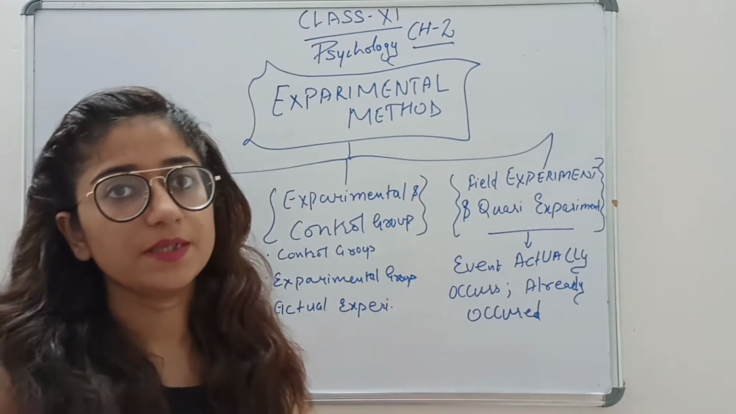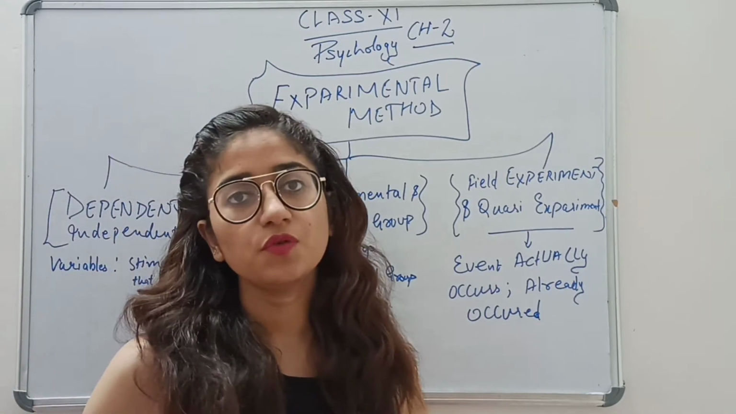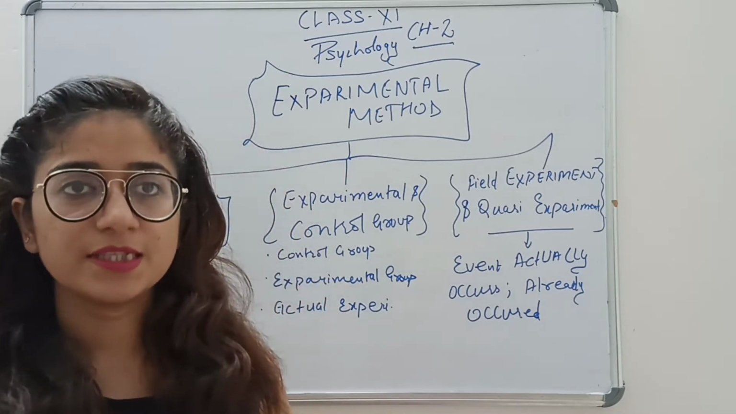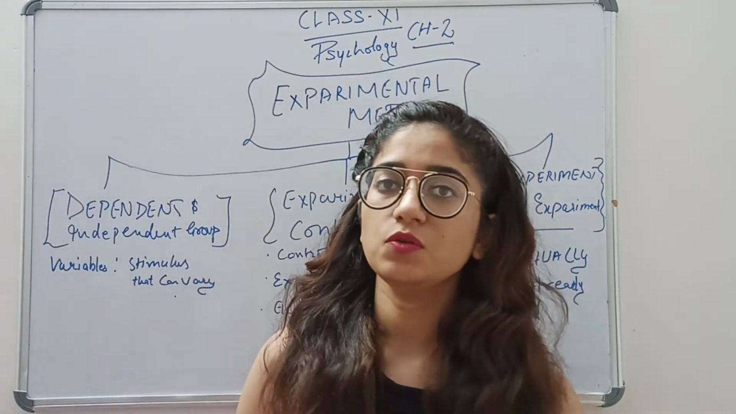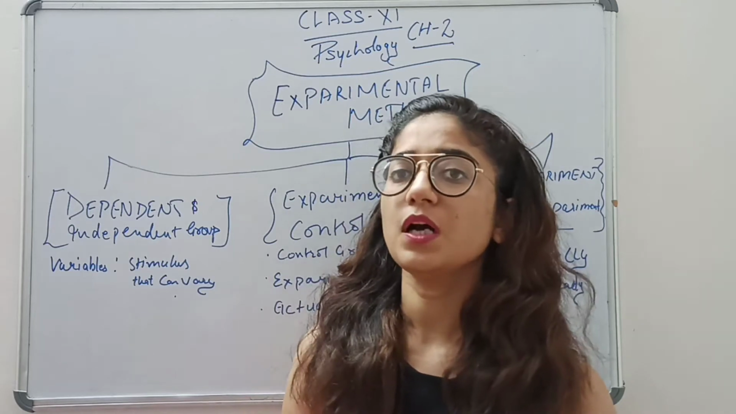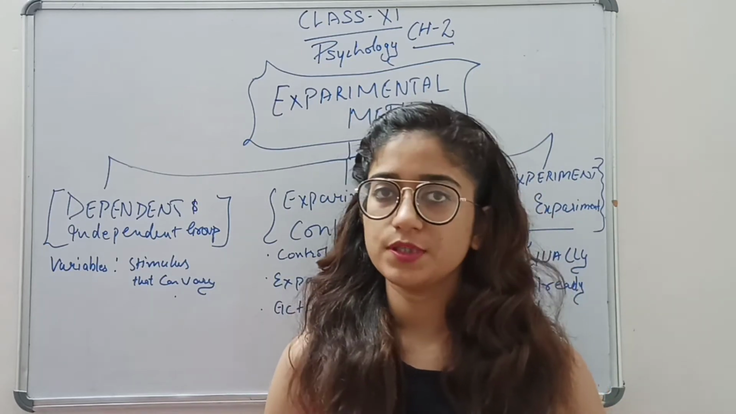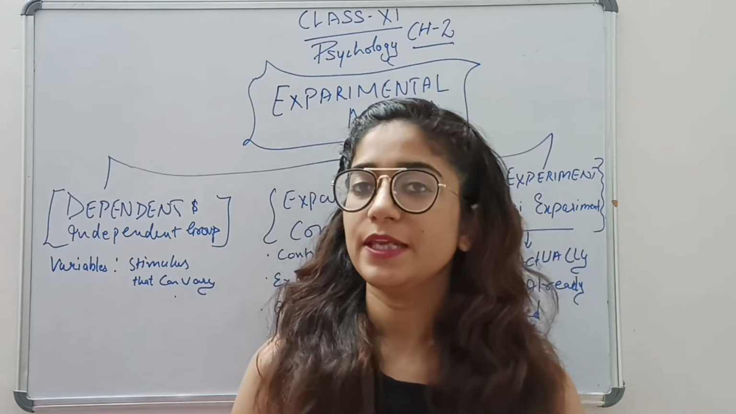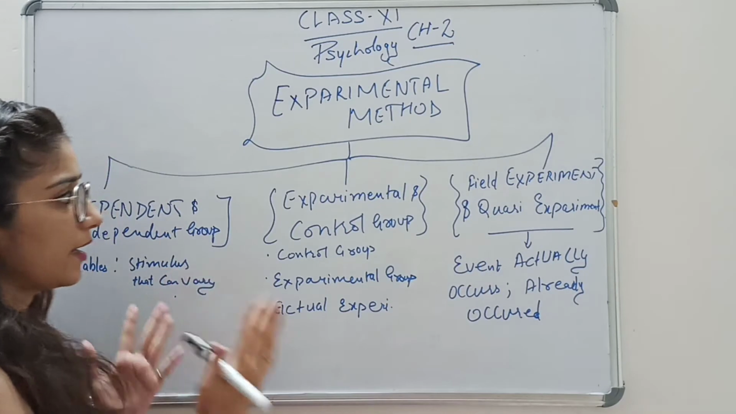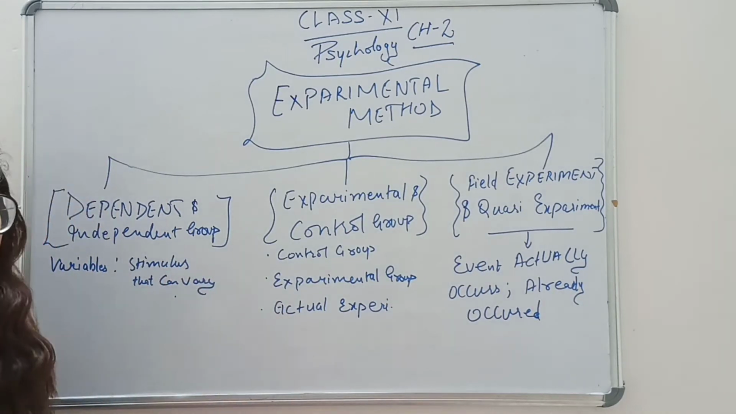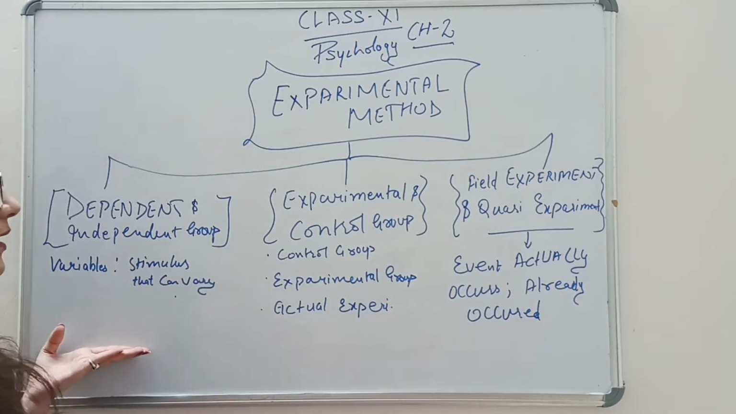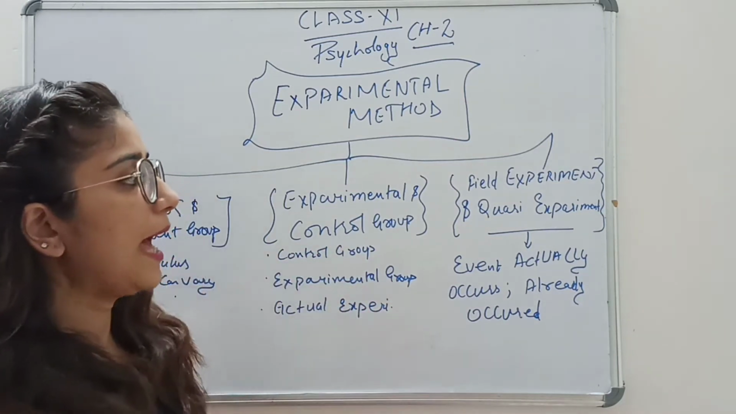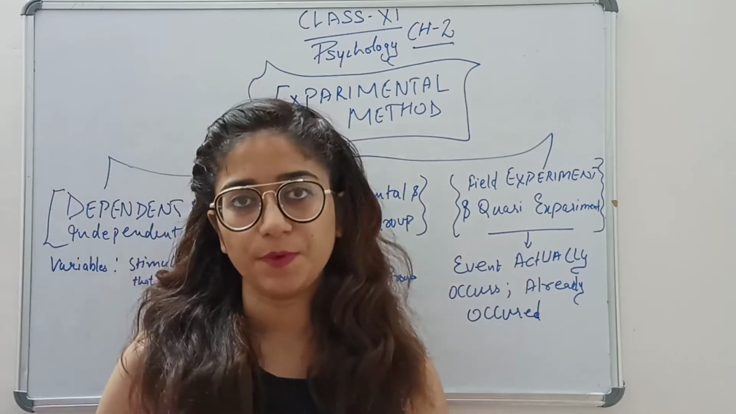methods of experiment method. In this method we are going to understand how the experiment method works. In yesterday's video you noted down your notes, and in that you understood what the chapter is all about. So now we are going to discuss the chapter. The experiment method has been divided into three parts: dependent and independent variable, experimental and control group, and then field experiment and quasi experiment.